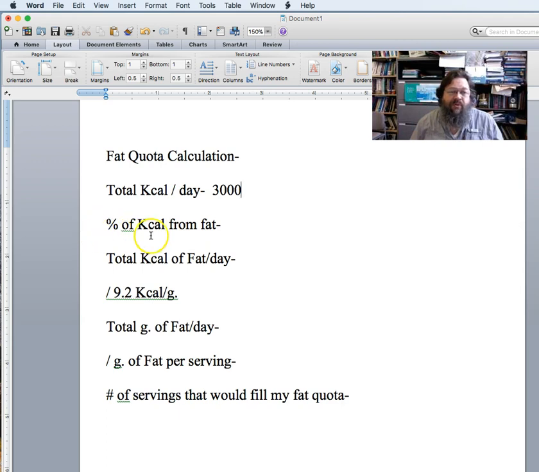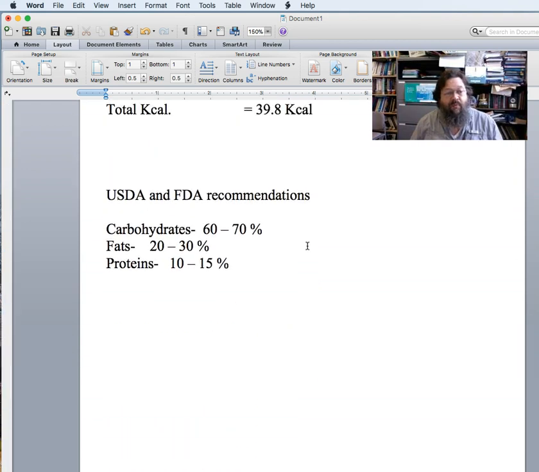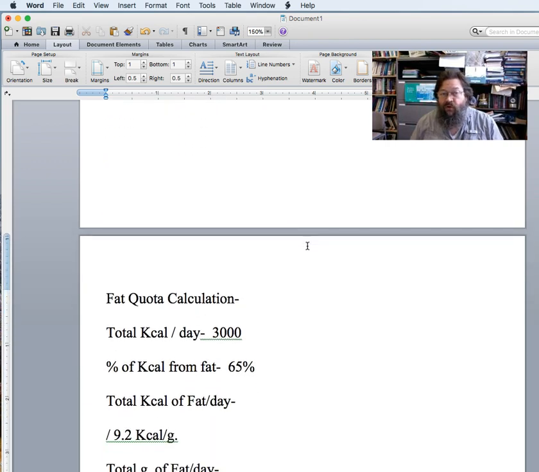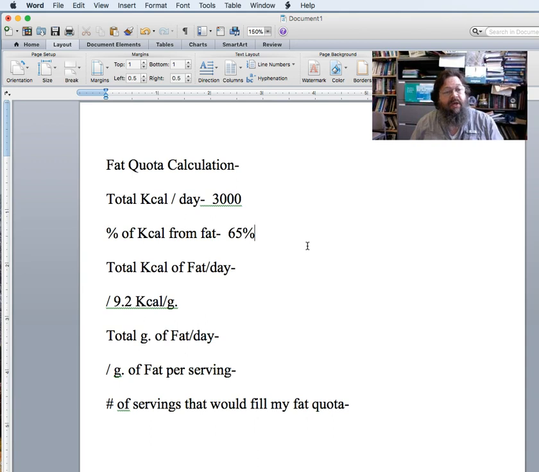You also need to figure out the percentage of calories that you want to come from fat. Because I am aiming for a very high fat diet, I am going to aim for 65% of my calories from fat. Now this is much higher than the normal 20 to 30%. You might want yours to actually be within that 20 to 30% range. If you are using a low carb or ketogenic diet like I am, then you might have something in this range. Some people go even higher.